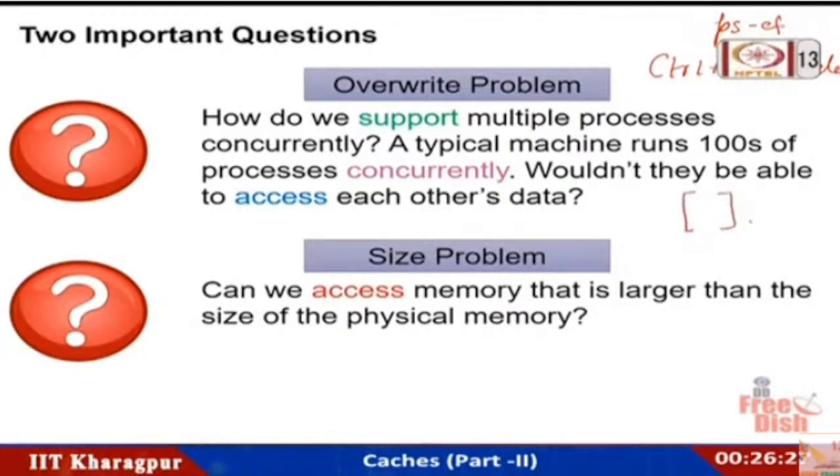So what stops one process from writing to data structures that belong to another process? So there is an overlap. We are calling it an overlap problem or an overwrite problem. Doesn't matter, it's the same thing.